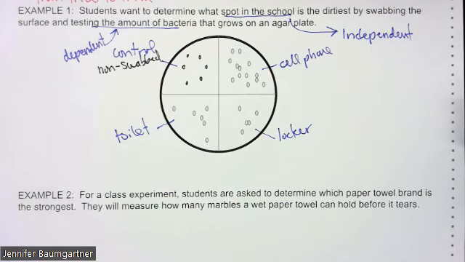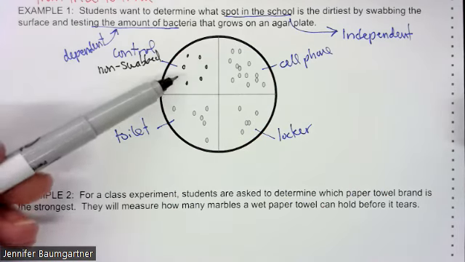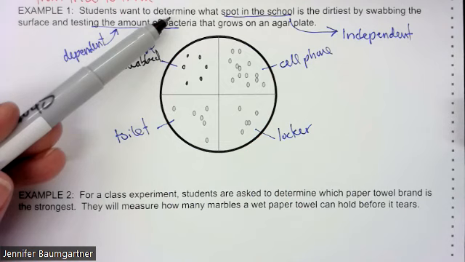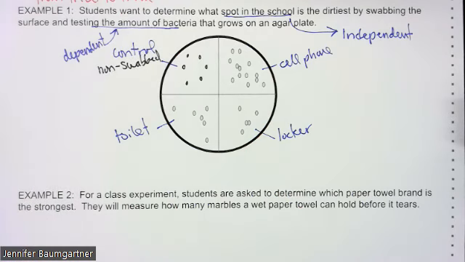So again, we're introducing that second variable where we're looking at not only dirtiness in the school, but also contamination on a plate. So these trials aren't valid. That's why the control is so important. Okay, let's look at another example.